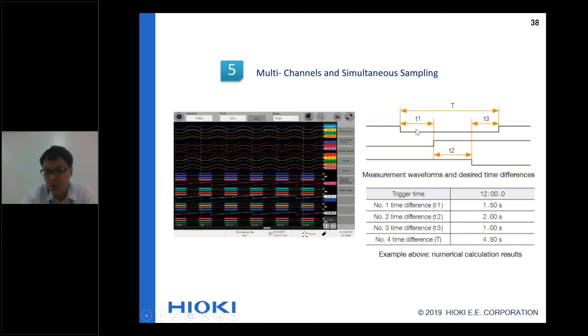So it is one of the examples. If you want to see this kind of timing, if you want to measure the timing and duration, in that case you require multi-channels. In that case, the memory recorder is very suitable.